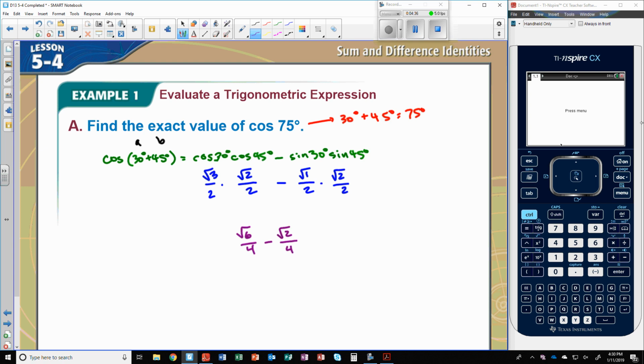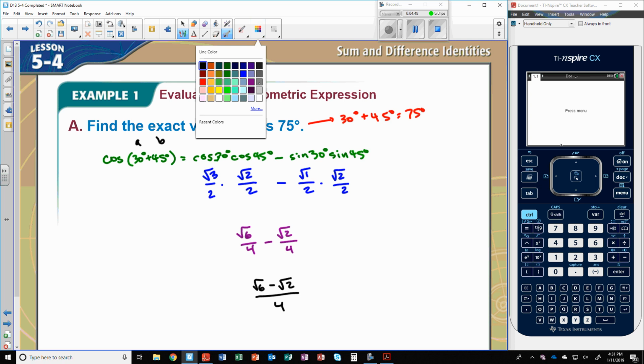Since I have a common denominator, I can reduce this and say this is square root of 6 minus square root of 2 all over 4. You cannot simplify that to square root of 4. That would be incorrect, but I can write it that way. This should be my answer.